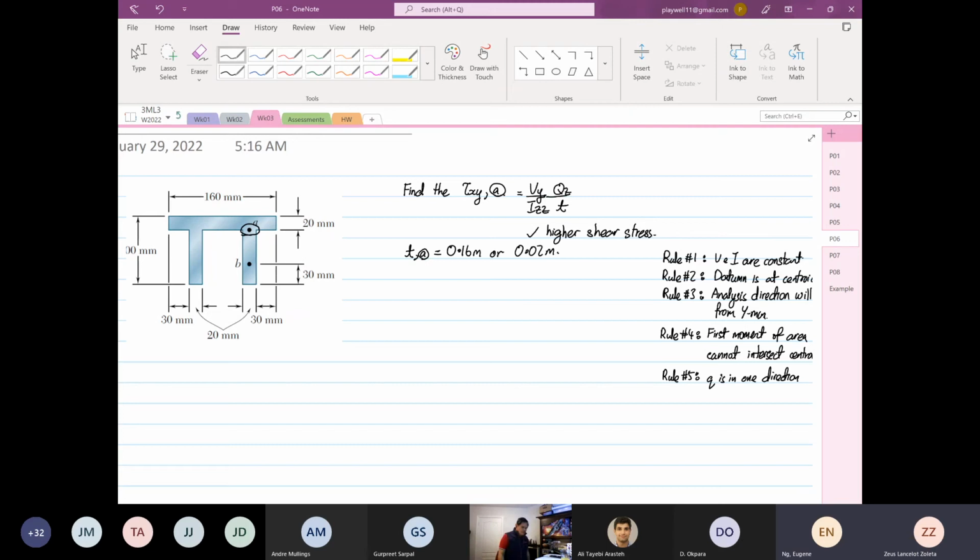Next, we are aware that the distance from here to here is 35 millimeter. Okay, we know that now. So we want to calculate the first moment of area. The area that we're going to consider is this entire area over here.